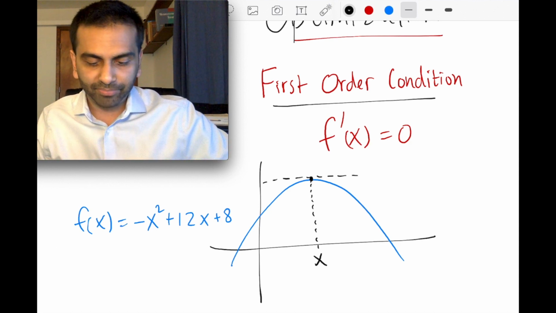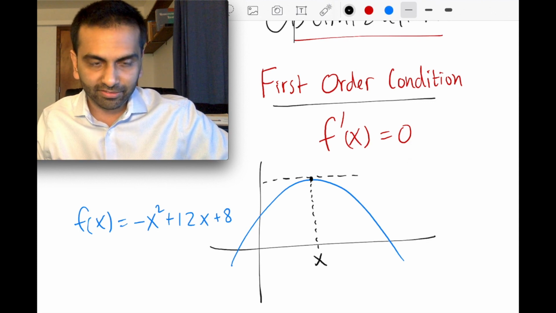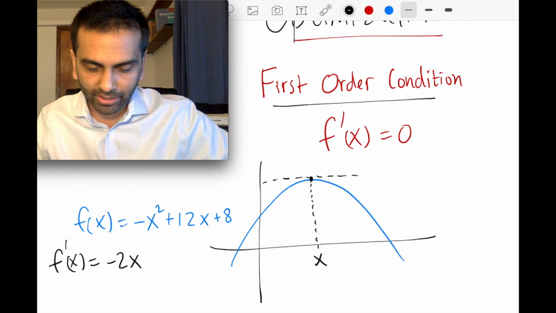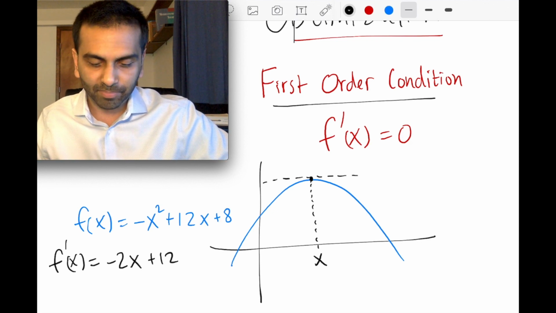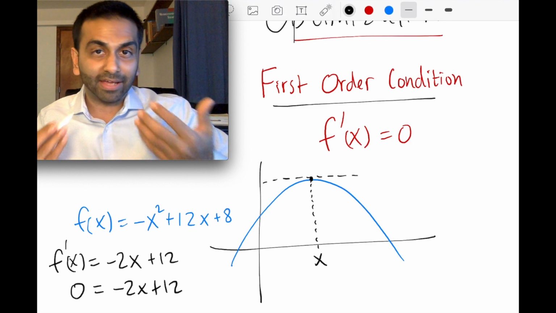So let's do it. The FOC is really just saying, take the first derivative and set that equal to 0. So the first derivative here is going to be, let's see, f prime of x. Let's just go term by term. The derivative of negative x squared is negative 2x. The derivative of 12x is just 12, so plus 12. And the derivative of 8 is 0, because that's just a constant. So this is the first derivative, so the first order condition is just setting that equal to 0. So 0 equals negative 2x plus 12. So that's the first order condition.